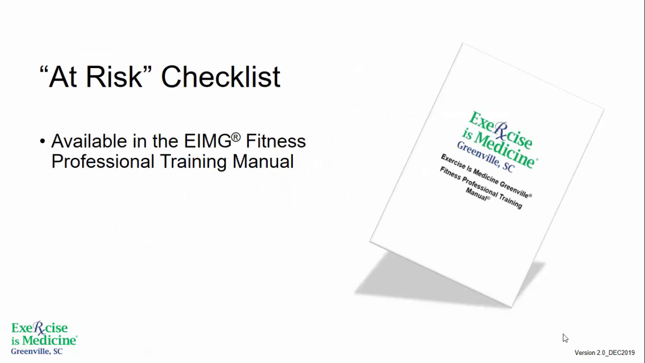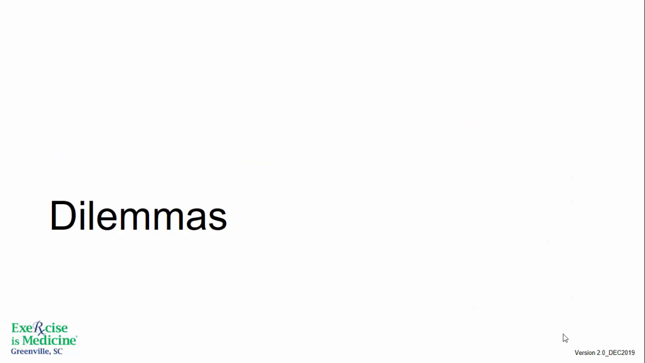Finally, we've provided you with an at-risk checklist for you to review on your own time. It is located in your EIMG Fitness Professional Training Manual. Keep this list by your workstation and review it periodically to help with your awareness of your professional boundaries. Now let's review 3 possible boundary dilemmas for you to consider. There may be different solutions for how to handle the situation. We simply want you to think about what you would do for each dilemma example.